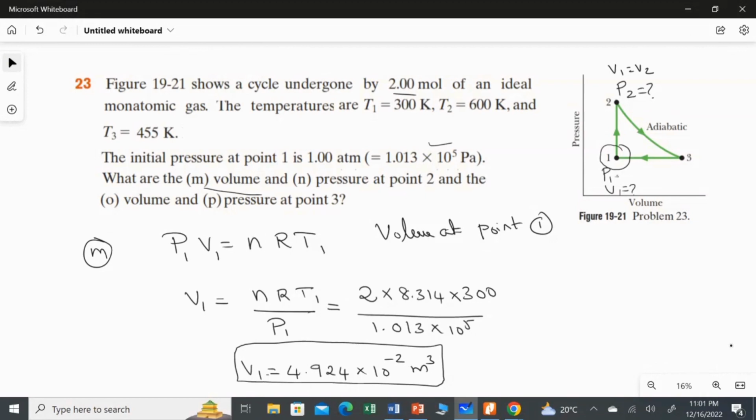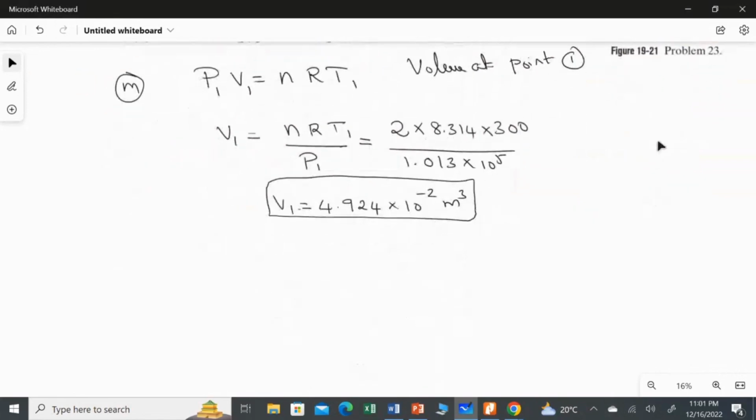If you see the x-axis, there is no change in volume. So that means the volume is constant, and V1 and V2 take the same value. Now by using this, I'm going to find the value of P2. So now I have to get the answer for the nth part.